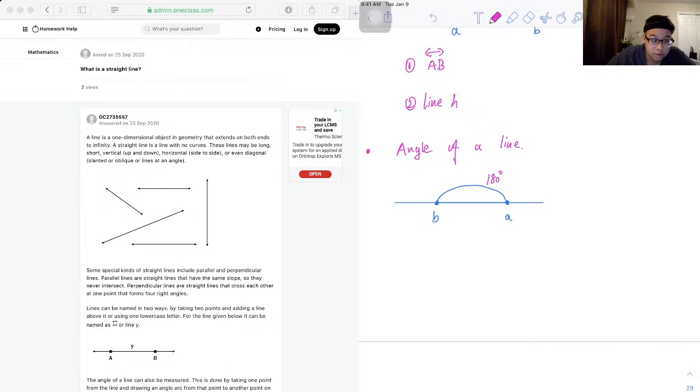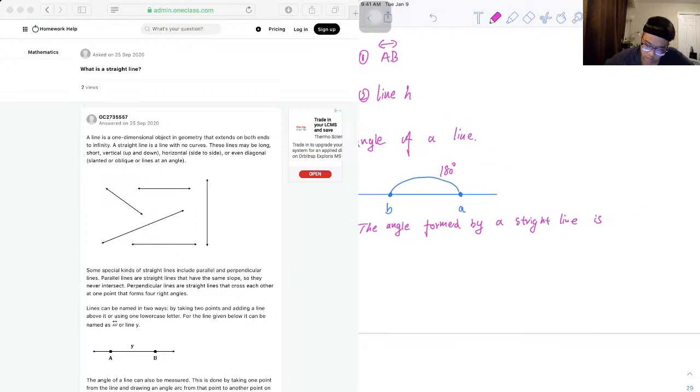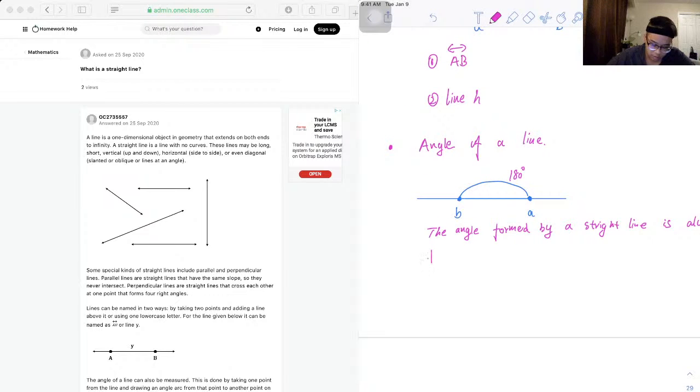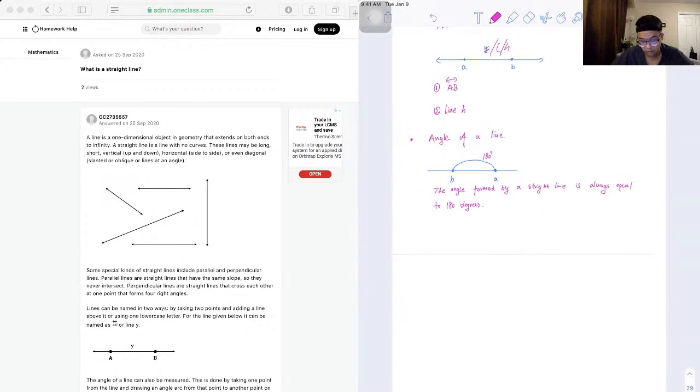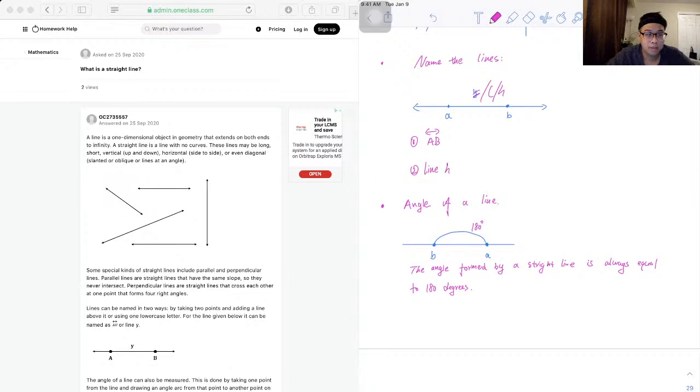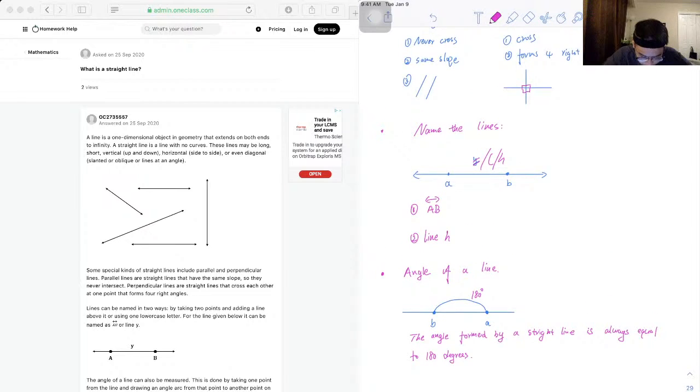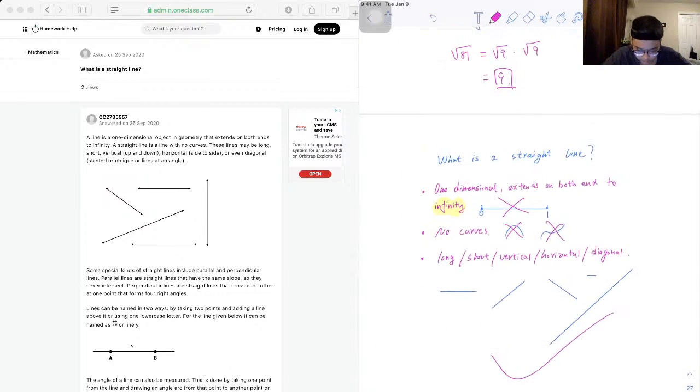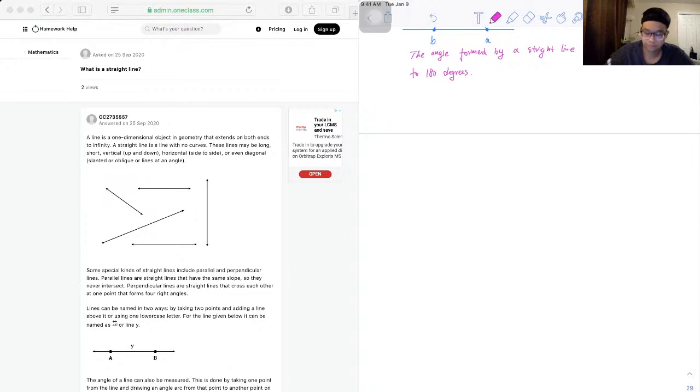I'll write the conclusion here. So the angle formed by a straight line is always equal to 180 degrees. I think that's all we have for this question. So let's leave a comment there.